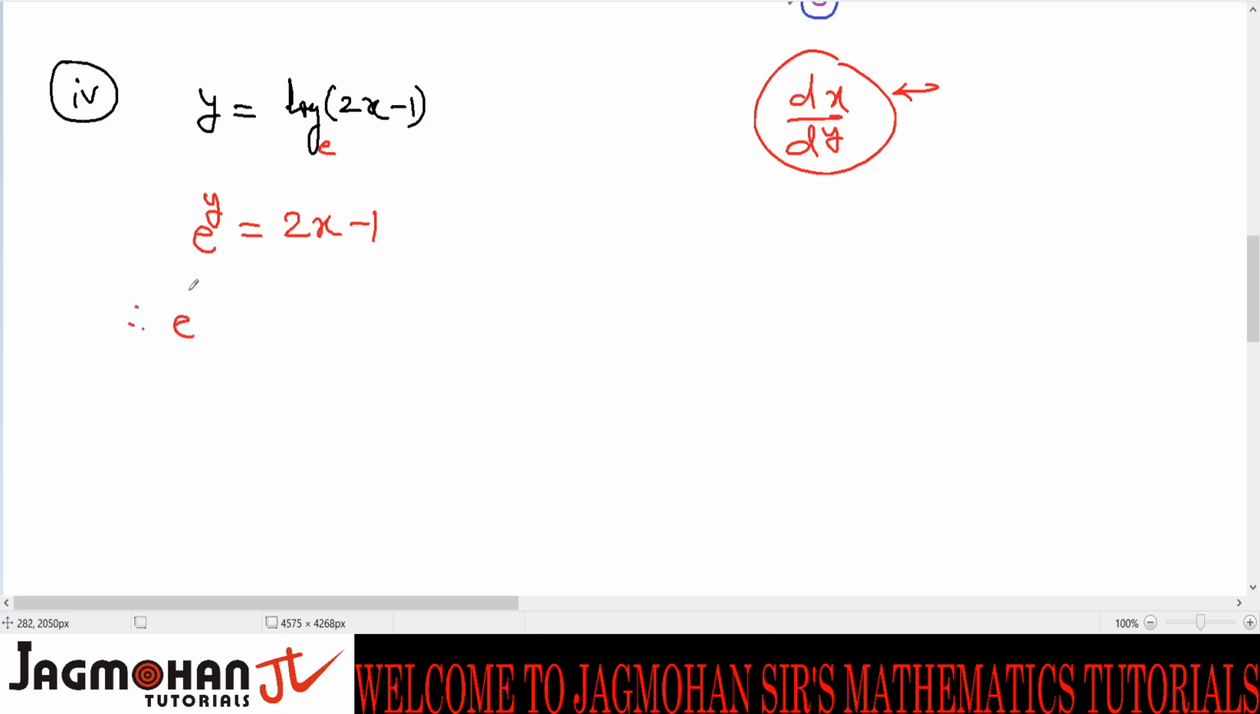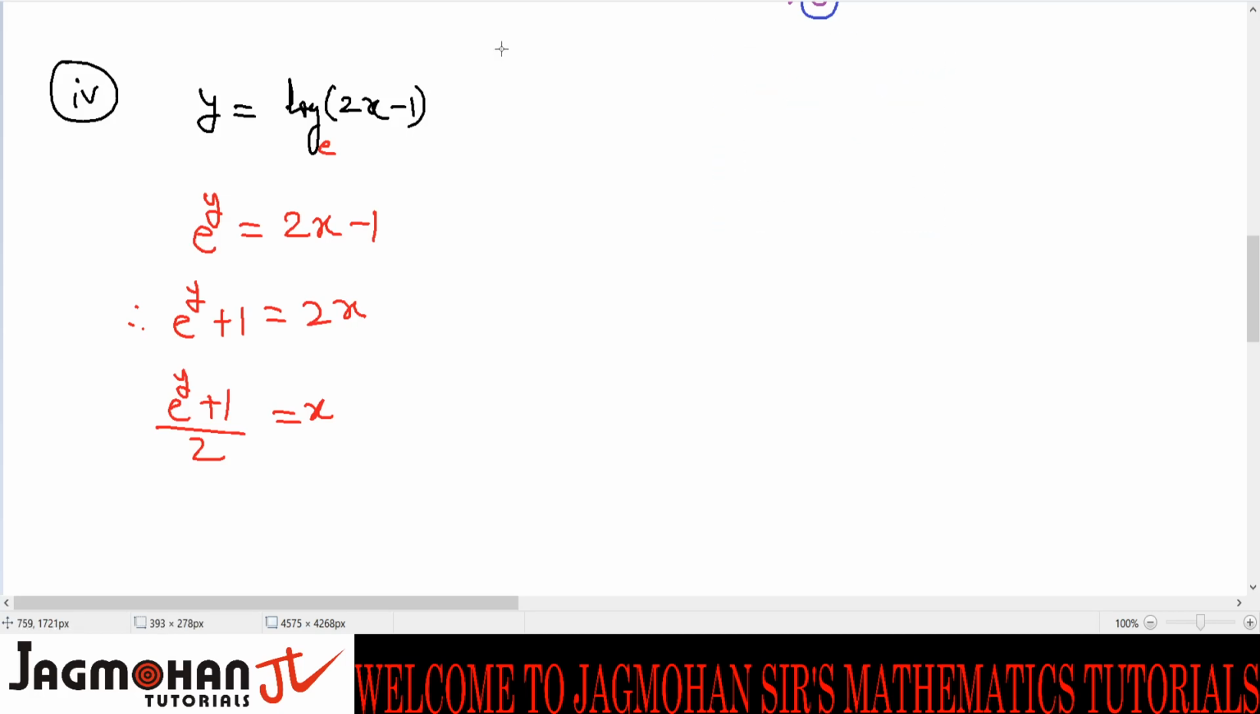The next step is e raised to y plus 1 equals 2x. Therefore, e raised to y plus 1 upon 2 equals x. So what you got here is x equals e raised to y plus 1 upon 2.